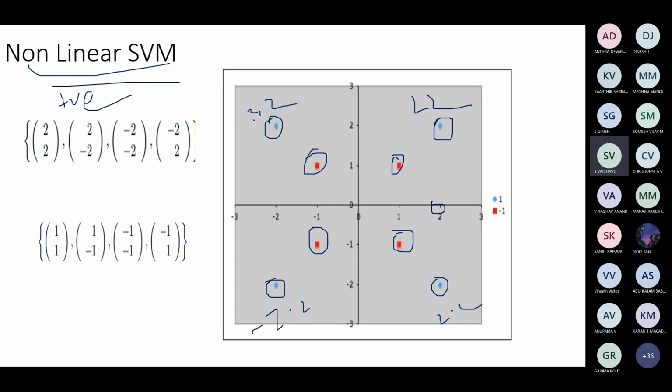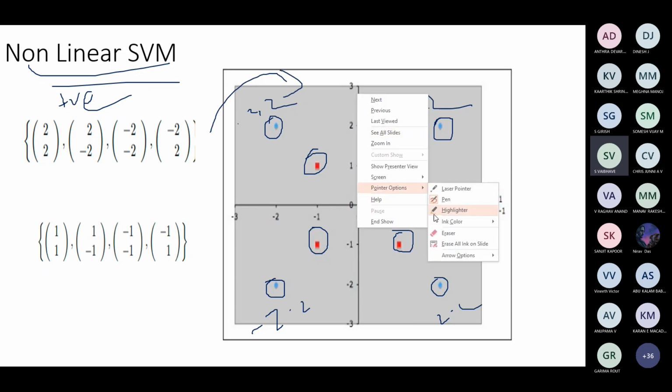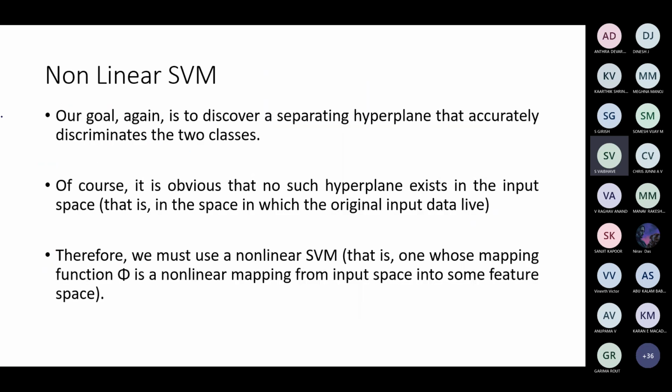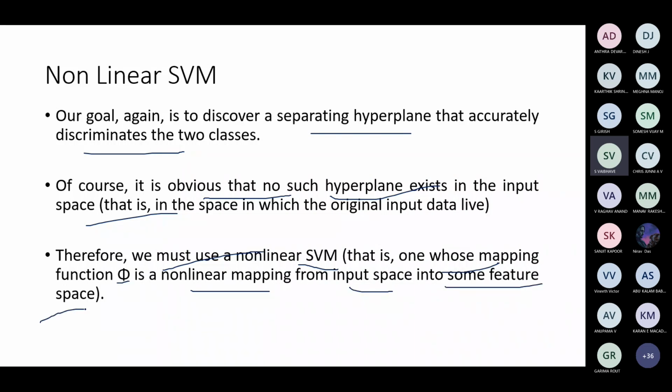So what we do is convert from one dimension to another dimension. Our goal is to discover a separating hyperplane that can accurately discriminate. It is obvious that no such hyperplane can exist in the given input space. So there we must use a non-linear SVM whose mapping function is a non-linear mapping from an input space towards some other feature space.